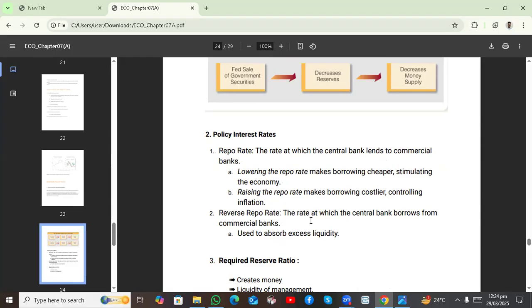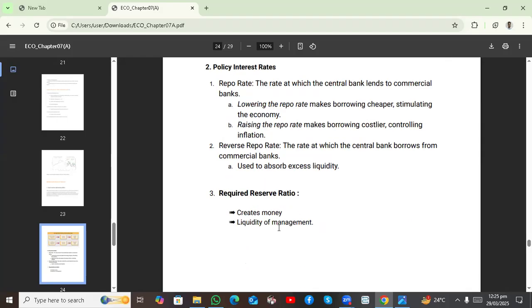Reverse repo rate is the rate at which the central bank borrows from commercial banks, used to absorb excess liquidity. And then the required reserve ratio. Using the required reserve ratio, central banks manage money and liquidity.